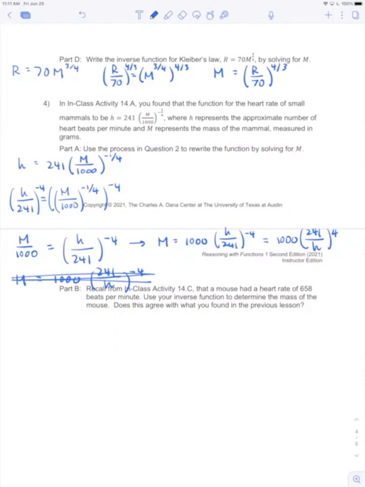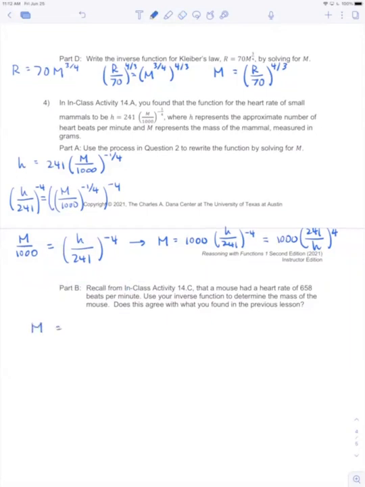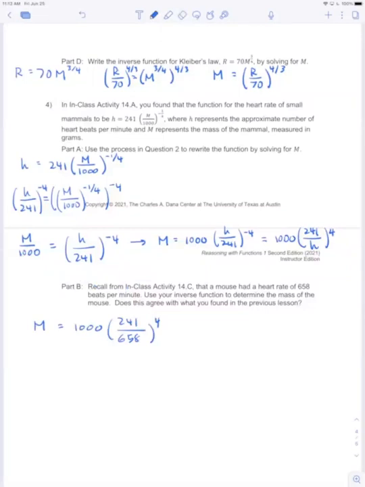So part B, recall from in-class activity 14C that a mouse had a heart rate of 658 beats per minute. Use your inverse function to determine the mass of the mouse. Does this agree with what you found in the previous lesson? Okay, so let me get rid of this stuff here so it's not in the way. And back to writing. So we have m is equal to 1,000, and we'll have 241 over 658, and that's going to be raised to the 4th power.